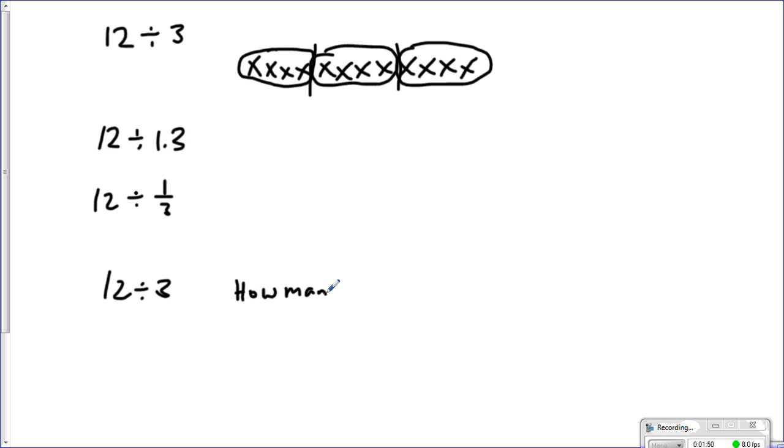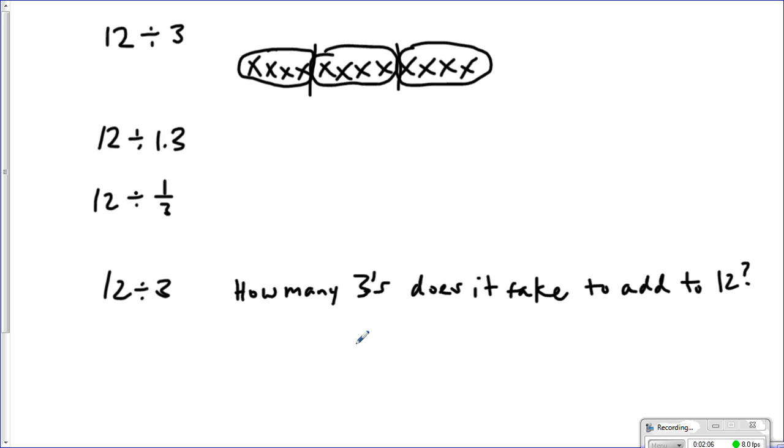How many 3's does it take to add to 12? How many 3's does it take to add to 12? 3 plus 3 plus 3 plus 3. Oh, it takes 1, 2, 3, 4. It takes 4 3's. That is the better explanation for why 12 divided by 3 equals 4.